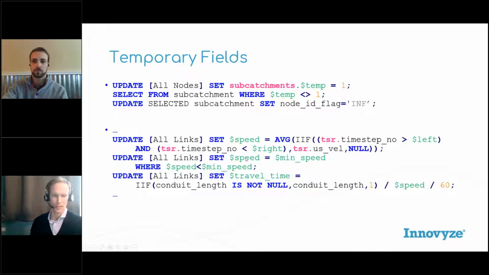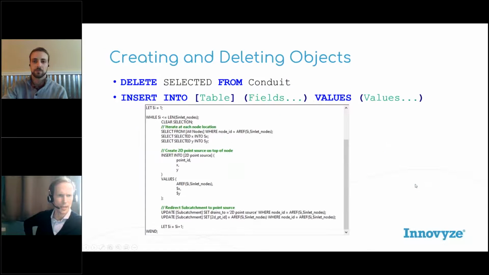So you can say, update speed where the speed is less than the min speed. And we can also call that speed later with later calculations like updating the travel time through each pipe by taking the length divided by the speed to get the travel time. There's a bit more stuff going on here that I don't really have the time for, but temporary fields are pretty useful. And I see some handful of questions coming in. I'm going to try to get through the slides quick, and then we'll take a look at some questions.